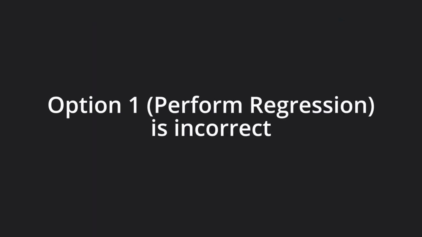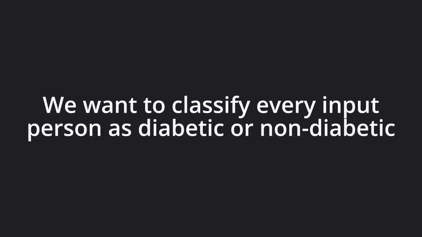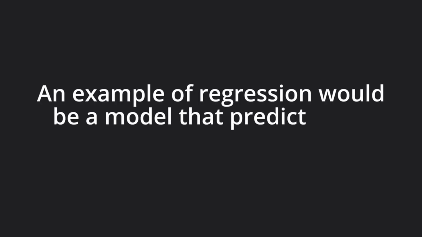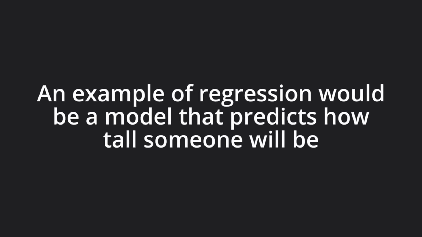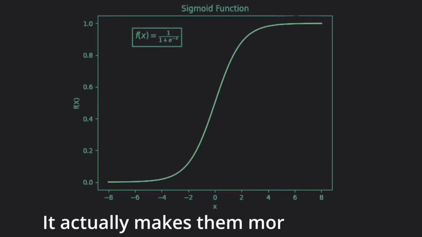Option 1 is incorrect. We want to classify every input person as diabetic or non-diabetic, not perform regression. An example of regression would be a model that predicts how tall someone would be after they're finished growing. Option 3 is incorrect as well. This doesn't simplify derivatives for gradient descent, it actually makes them more complex.